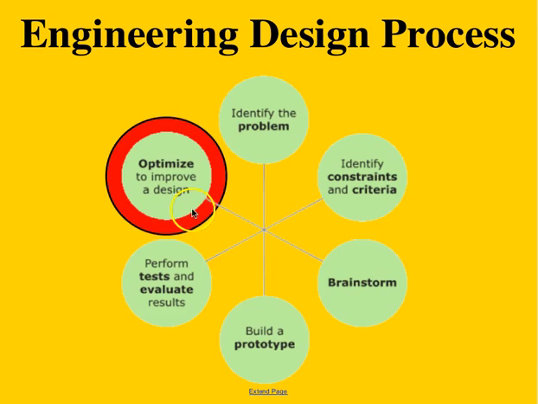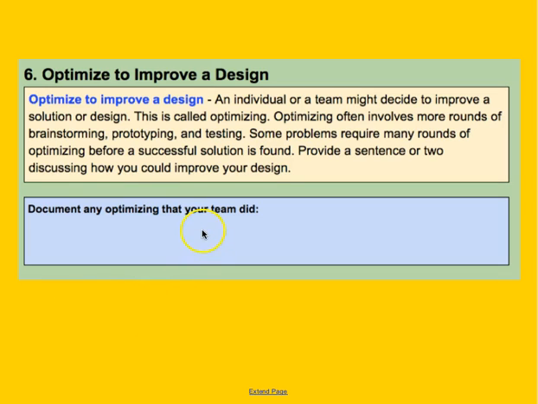Now the last thing you can do is optimize to improve a design. All I want you to do is, when you're done with everything, just go in here and add a couple sentences. Provide a sentence or two discussing how you could improve your design. How could you make it better? And again, I'm looking for good, thought out answers to this, not, oh, we didn't see any mistakes, we don't need to change anything. You can always make things better. You can always improve things. So make sure you provide a sentence or two going through this. Otherwise, your team may lose points, and that may be the difference between a proficient score and a beginning or a developing score.